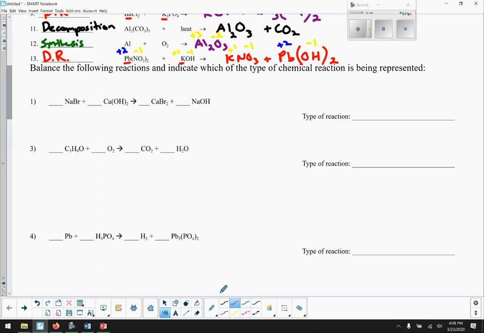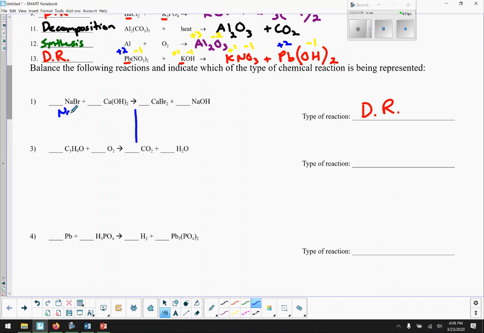And we see that the positive parts, the calcium and the sodium, switch partners. That's a double replacement reaction. And to balance it, well, we have one sodium on each side, one calcium on each side. But we need two bromines, so I'm going to go with bromines. Two bromines over here, so here's what I'm going to do.